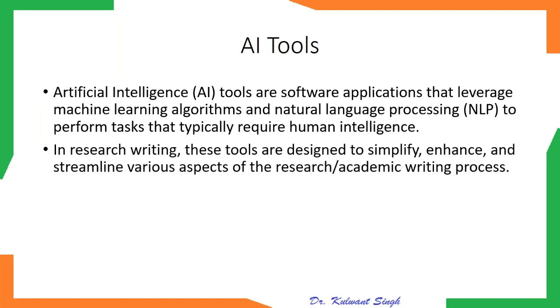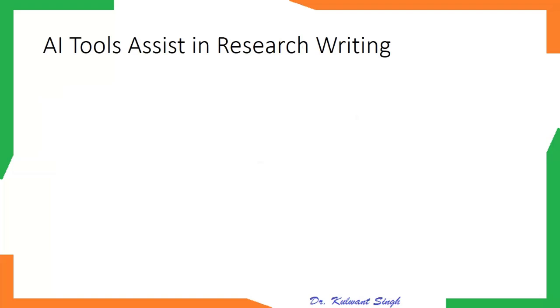In research writing, these tools are designed to simplify, enhance, and streamline the various aspects of our writing process. These tools will assist us in our writing work. Now, AI tool assistance in research writing means in which areas these tools help when we start writing our research paper, our synopsis, our thesis, any research report, or any progress report.